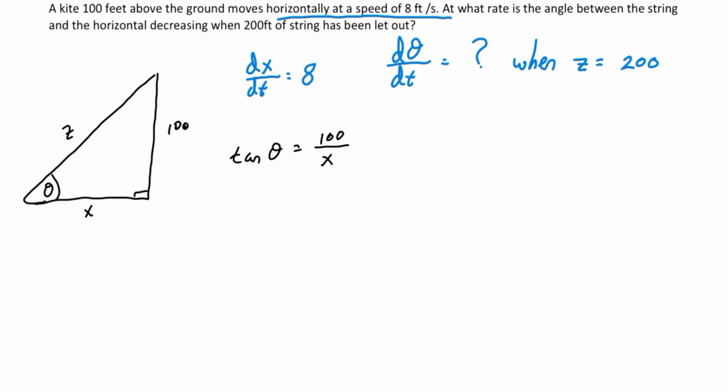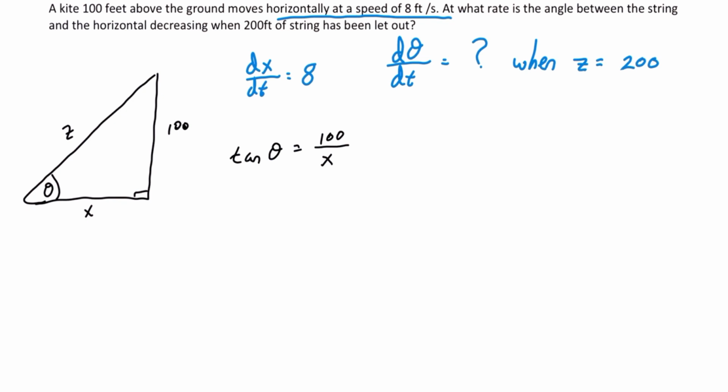One common mistake students make in this kind of problem is they might try to use z, but we don't want to use z because we do not have dz/dt. We do have dx/dt, and we know what the opposite is.